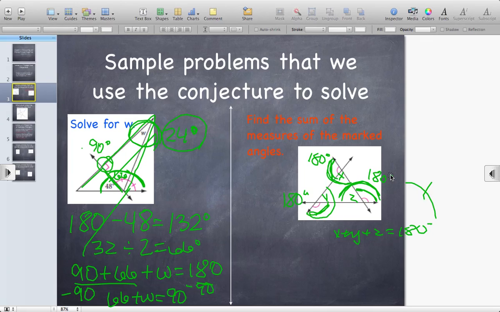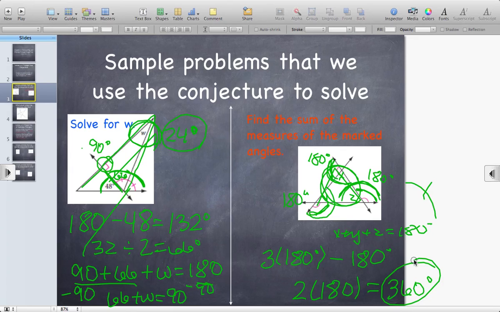So using the linear pair conjecture, I know that I have 3 sets of 180 degrees. But I want to know what those 3 angles on the outside are, so I can subtract the interior angles, which from the triangle sum conjecture, I know is equal to 180 degrees. So using some basic algebra, I have 2 sets of 180 left over, which would be 360 degrees. So even though I don't know exact angle measurements, I was able to use those 2 conjectures to still solve the solution.